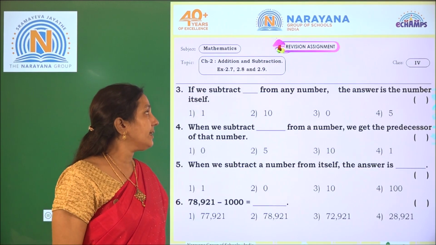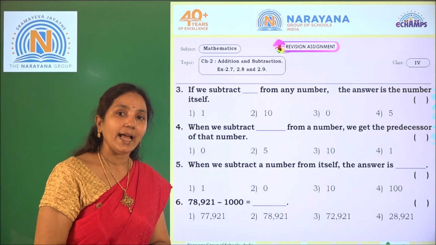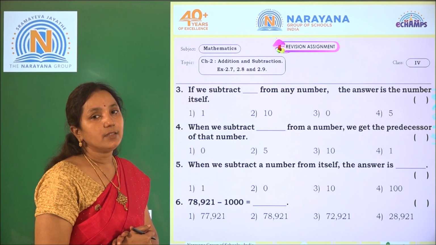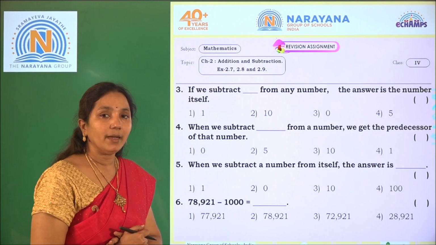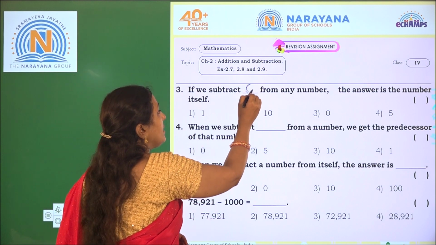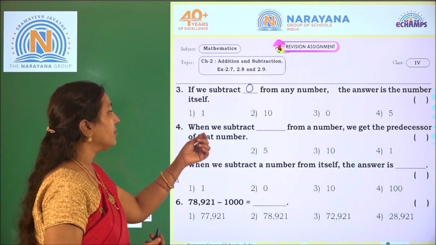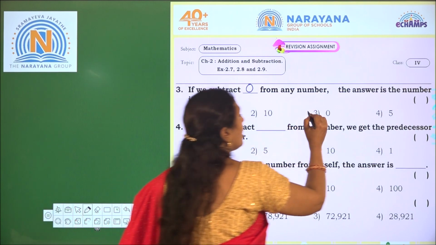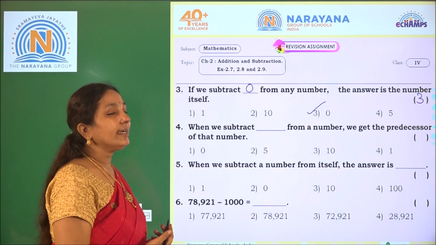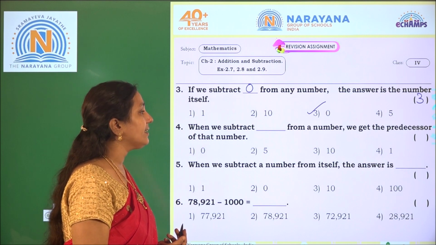If we subtract dash from any number, the answer is the number itself. So what is that number? If you subtract 0 from any number, the answer is the number itself. So which is the correct option from the given one? Option 3.